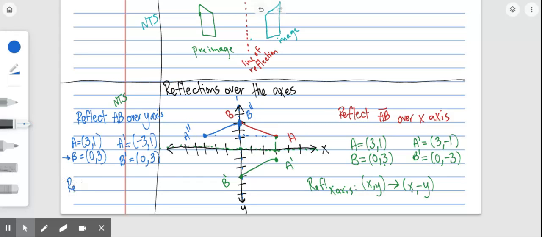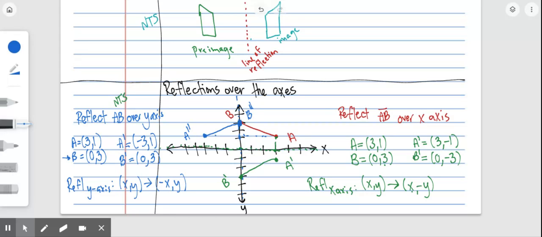So I'm going to write that down. If you reflect over the y-axis, your x, y coordinate is going to become negative x, y. Okay, so basically all it is, is flipping whether the x is positive or negative.